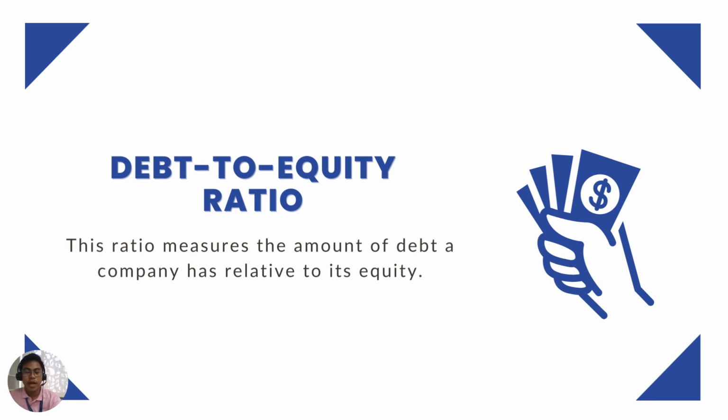This ratio measures the amount of debt a company has relative to its equity. In other words, it shows us the proportion of a company's financing that comes from debt versus equity. A high debt to equity ratio may indicate that the company is heavily reliant on borrowing to finance its operation. This could be a sign of financial risk, as a high level of debt can increase a company's vulnerability to economic downturns or changes in interest rates.